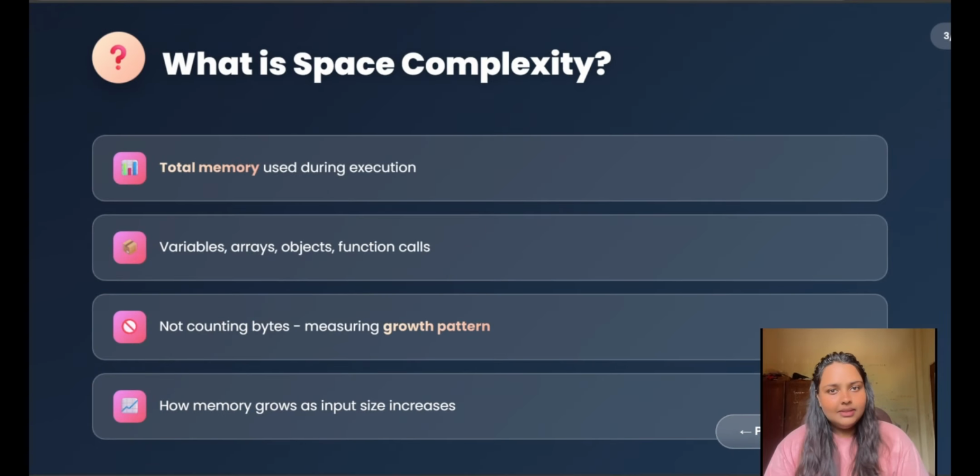When we say space complexity, we are referring to the total amount of memory used by an algorithm during execution. This includes memory for variables, arrays, objects, and even memory used internally by function calls. Instead of counting memory in bytes, we look at how memory usage grows as the input size increases. That growth pattern is what space complexity is all about.